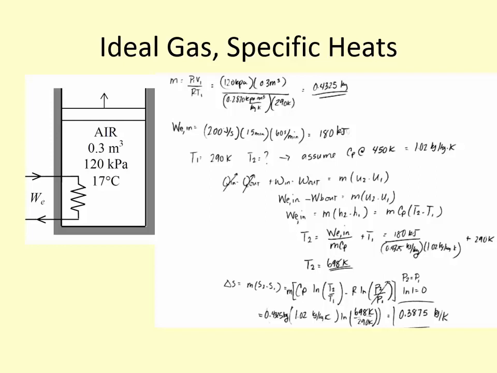We haven't even started calculating our entropy change yet. So we have to do it two different ways. In part A, we're going to use constant specific heat. In part B, variable specific heat.